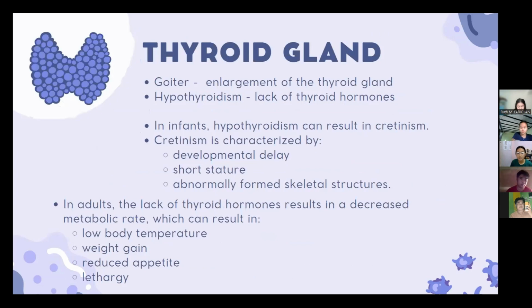So there are certain conditions here that are related to the thyroid gland. For instance, there is goiter. It is the loss of negative feedback that results in an excess of TSH. So goiter is the enlargement of the thyroid gland. Then we have hypothyroidism, which is the lack of thyroid hormones. In infants, hypothyroidism can result in cretinism. And cretinism is characterized by first, developmental delay, second, short stature, and third, abnormally formed skeletal structures.